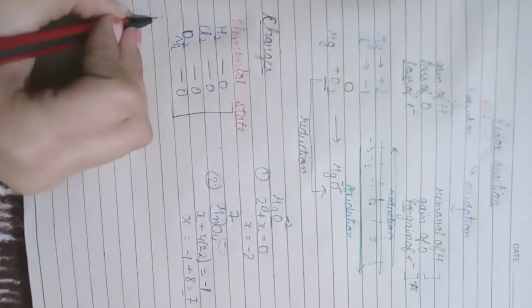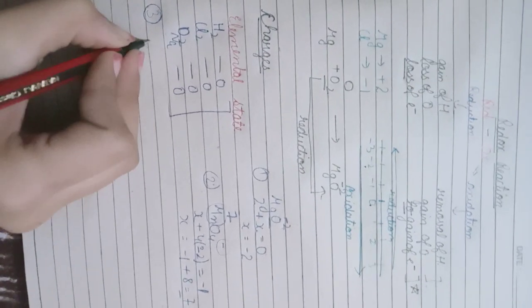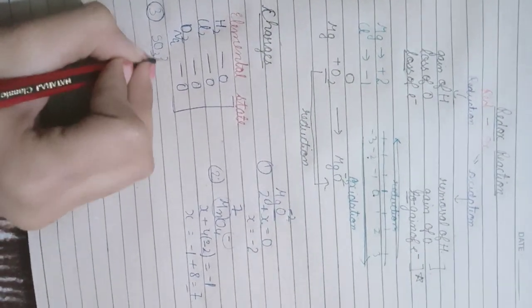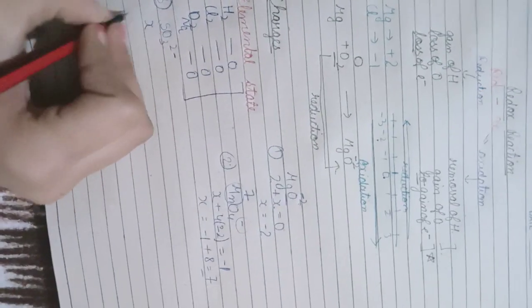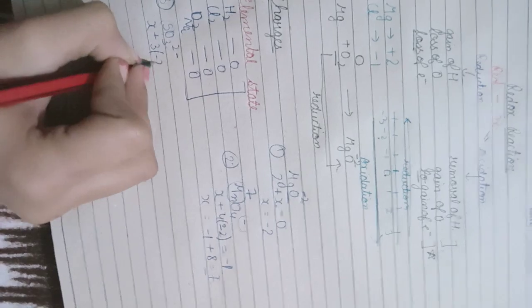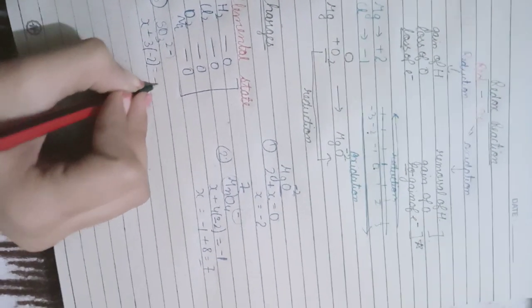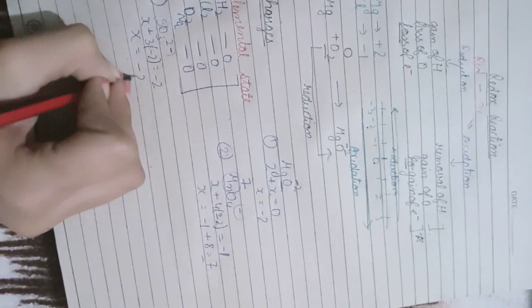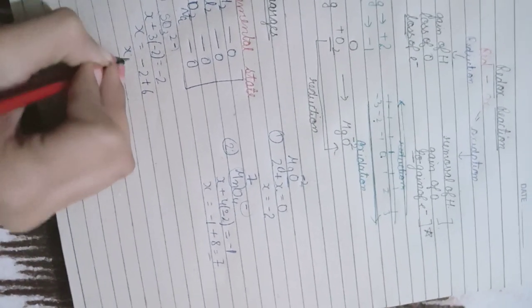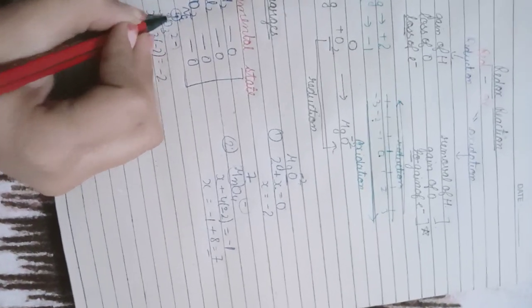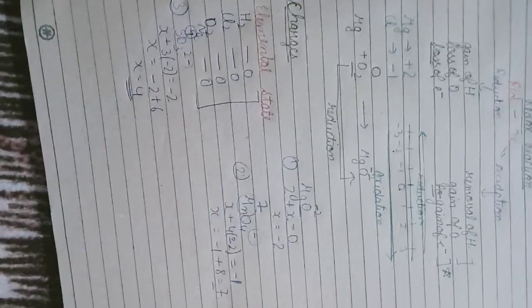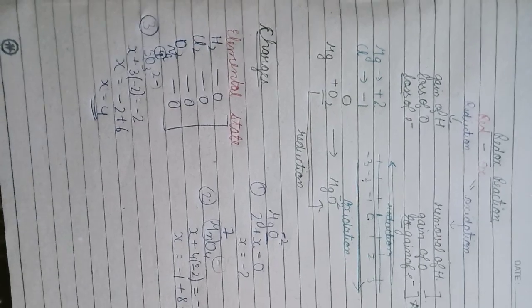Now I'm giving you some more examples for finding these charges, like SO3 2 negative, the sulfite ion. If we have to find the charge of sulfur, so x plus 3 into minus 2, overall charge is minus 2. It comes x is equal to minus 2 plus 6, therefore x is equal to 4. Therefore this is the charge of sulfur. You should know these basic things for this chapter.